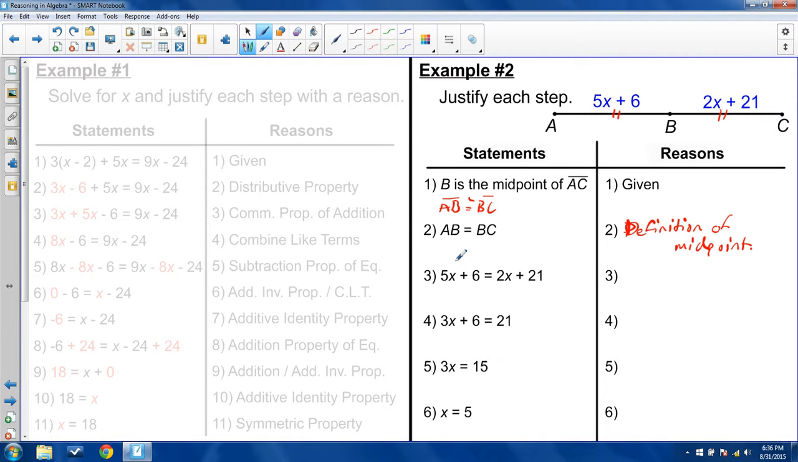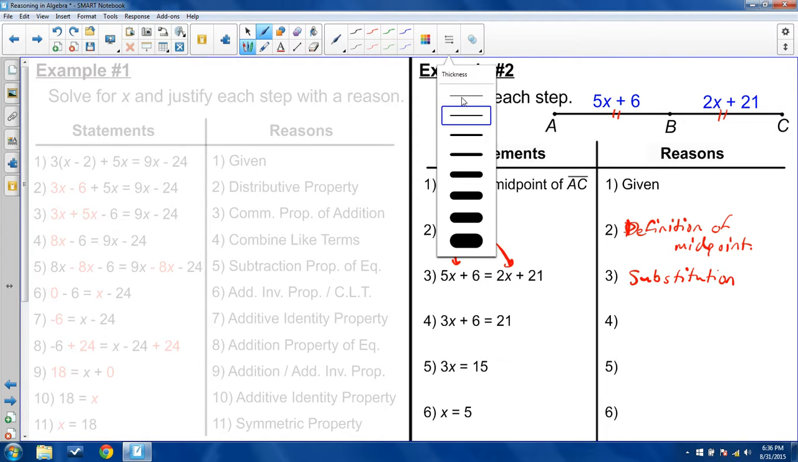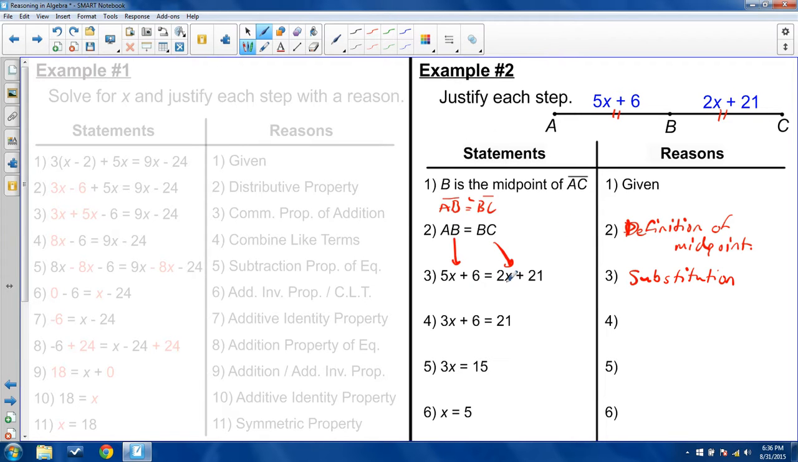After that, what I do is I take AB and I substitute 5x plus 6. And then I take BC and I substitute 2x plus 21. That's substitution. You could write substitution property of equality. Again, I'm not going to get too fancy with it. I'd like to do it little by little. Now, after that, it looks like I'm subtracting this 2x from both sides here. Again, you don't have to write these little things, but I'm going to do that for you to help you out. And here you're getting 0.